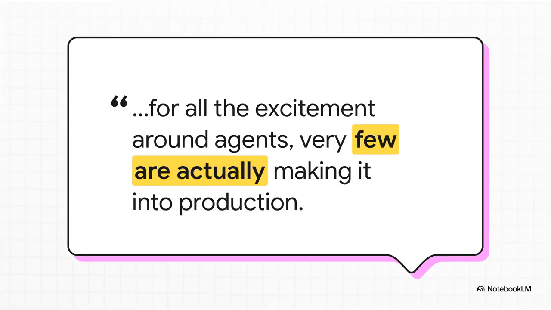So what's the big problem OpenAI is really trying to fix here? Well, it boils down to this quote from Sam Altman. We're all super excited about AI agents. You know, AI that doesn't just talk, but actually does stuff for you. But the reality is almost none of them are actually being used in the real world. Why? Because building them is just way too hard.